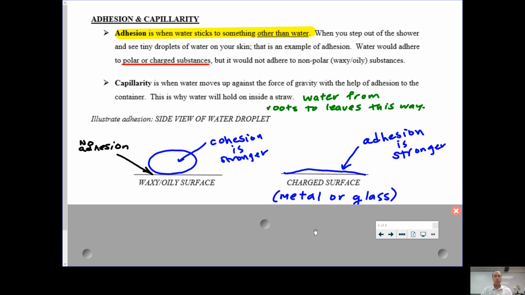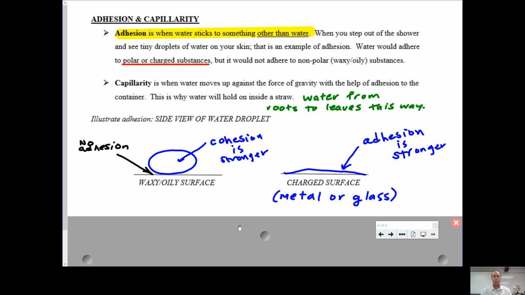This is a picture of water on a waxy surface, and this is a picture of water on a charged surface. On a waxy surface, water will bead up because its cohesion is stronger and there's no adhesion between the surface. On a charged surface like metal or glass, water will stick.